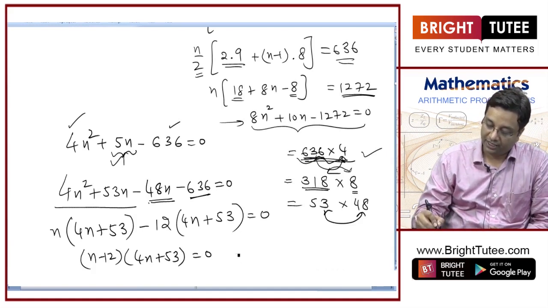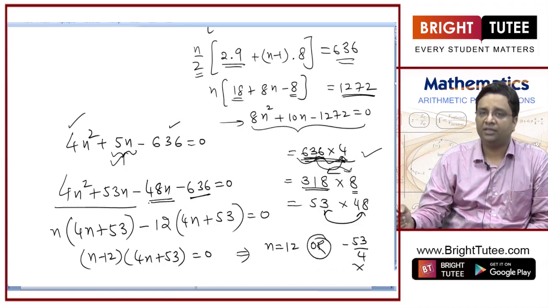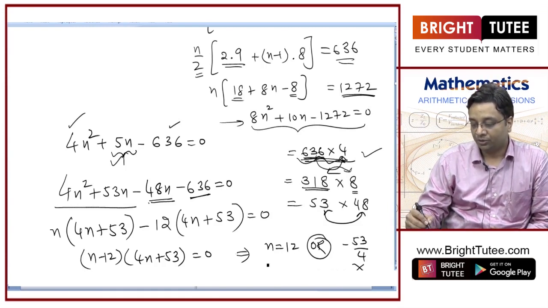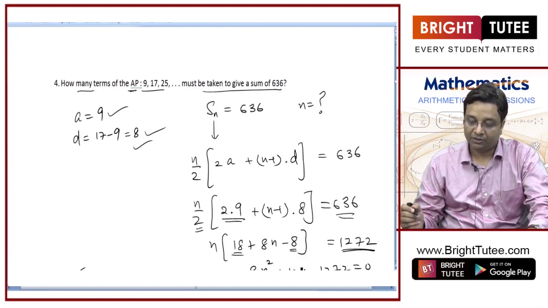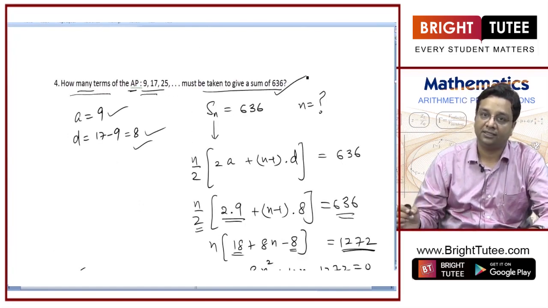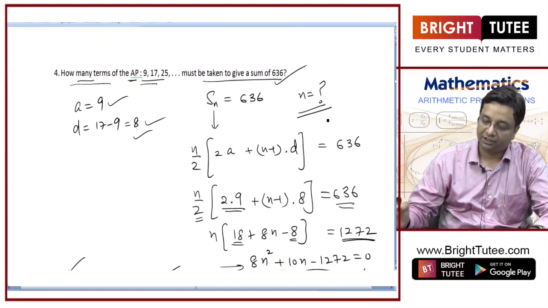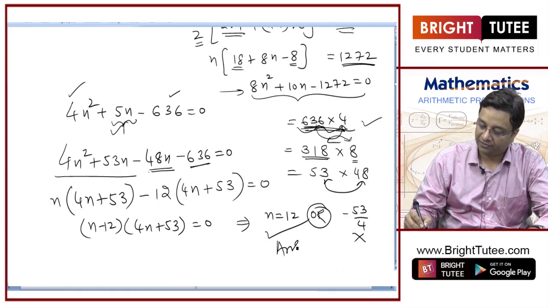So the values of n can be 12 or minus 53 by 4, which is clearly not an acceptable value. So n is equal to 12, right? This was our question. How many terms of this AP will give a sum of 636? So n terms we assumed and n is equal to 12. So this is our final answer.